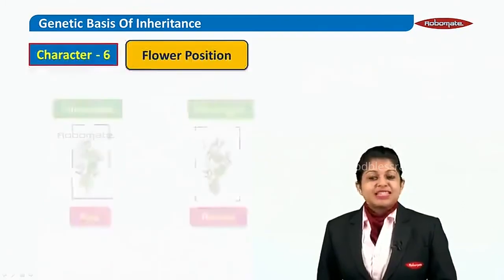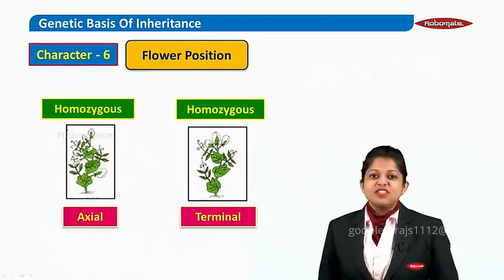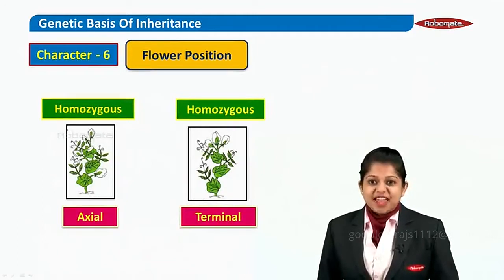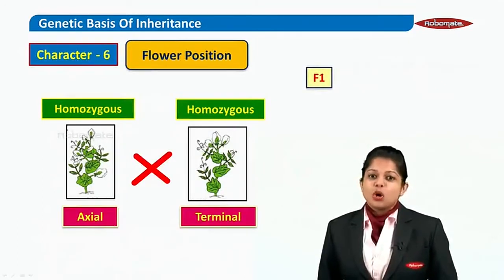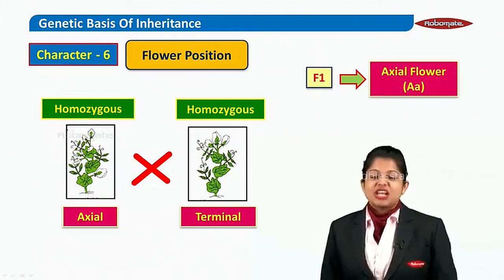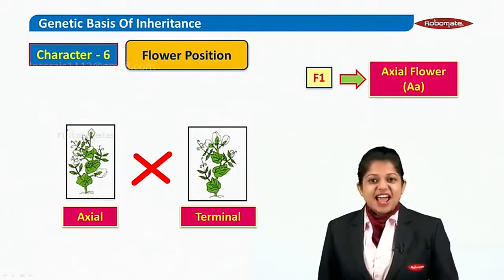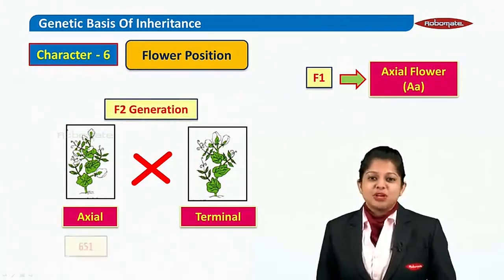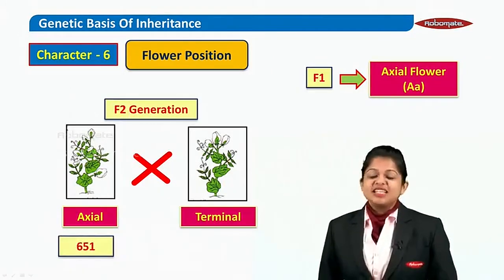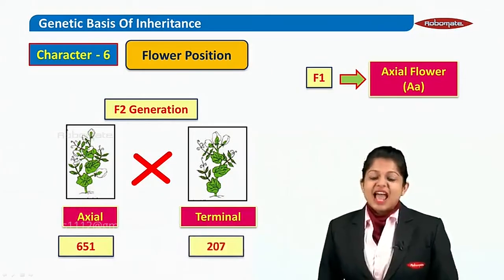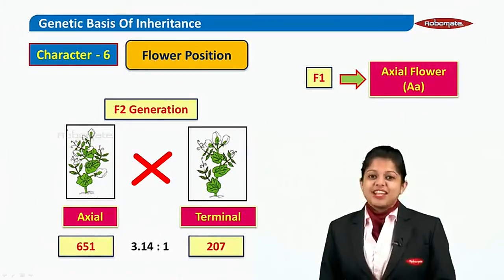The sixth character he studied was flower position, where the homozygous axial flower was crossed with homozygous terminal, producing F1 generation having plants with all axial flowers, whereas the F2 generation produced plants with 651 axial flowers and 207 terminal flowers, which gave the ratio of 3.14:1.